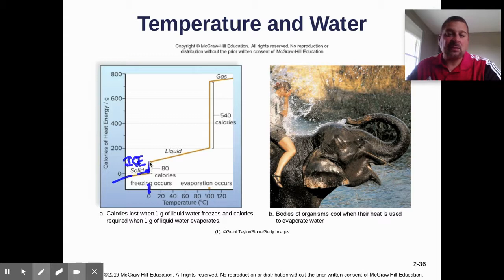Once it gets to the liquid state, now the liquid water starts picking up that energy and changing temperature, okay, until you get to 100 degrees or boiling point. Notice to go from liquid water to gaseous water, to water vapor, it takes 540 calories to change the state. So you have this big, long, straight line here where it's changing state. It's staying at 100 degrees.